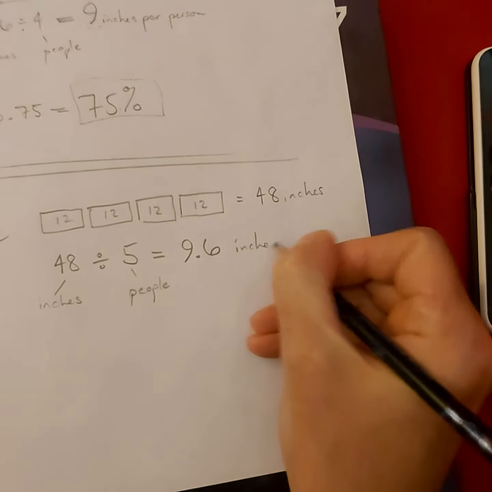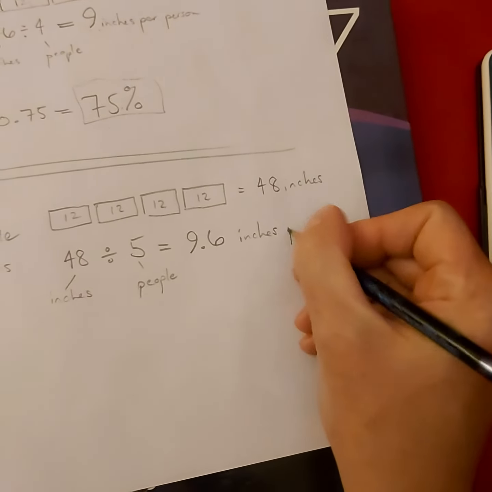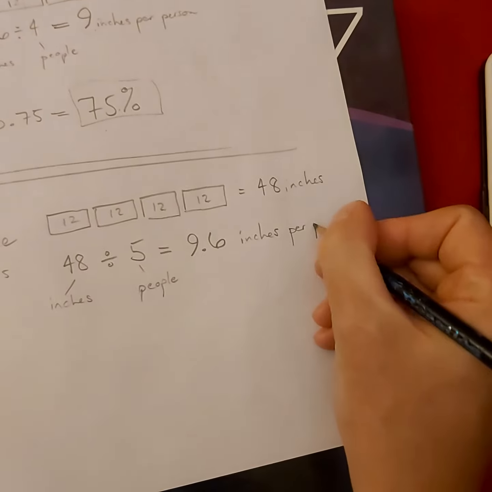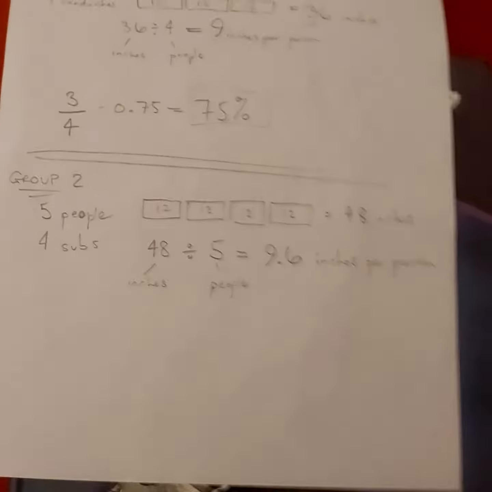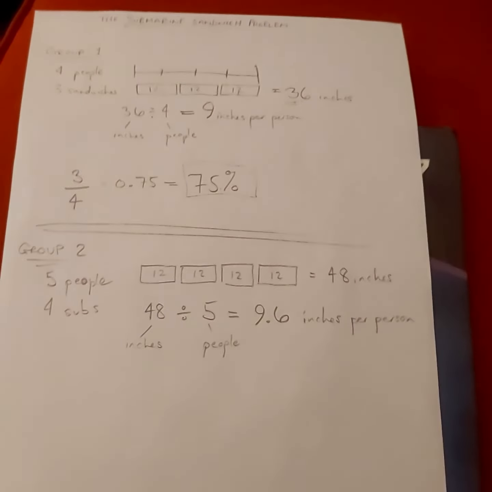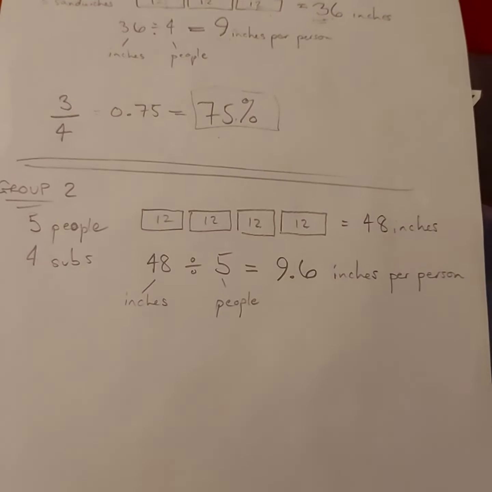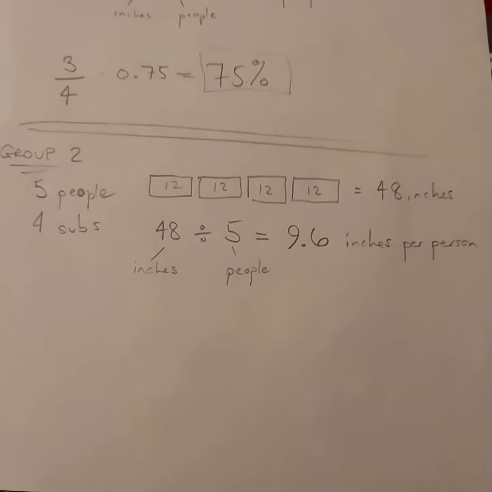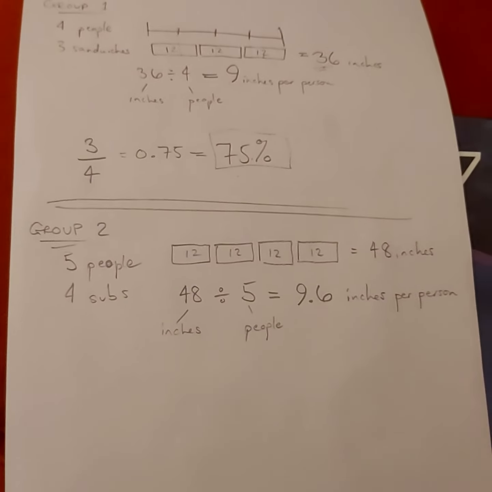So in this group, we now know that we're going to see slightly more sub per person, 9.6 inches per person, rather than a straight 9 in the first group. So the second group has a slight advantage. Okay, now let's try this also as a percentage, which is our second strategy.